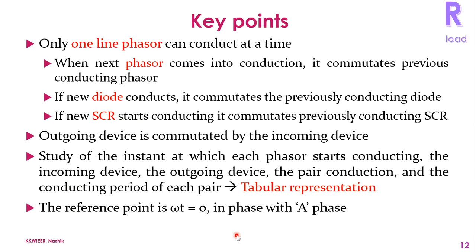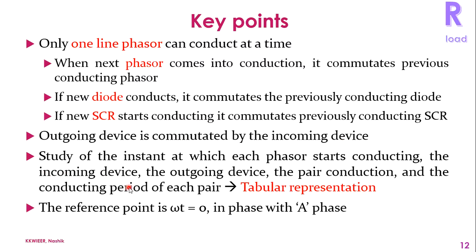So only one line phasor can conduct at a time. When the next phasor comes into conduction, it commutates the previously conducting phasor. If a new diode conducts, it commutates the previously conducting diode. If a new SCR starts conducting, it commutates the previously conducting SCR. What does that mean? It is nothing but the outgoing device is commutated by the incoming device.